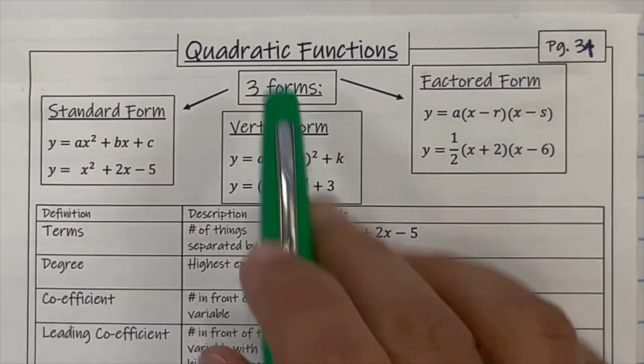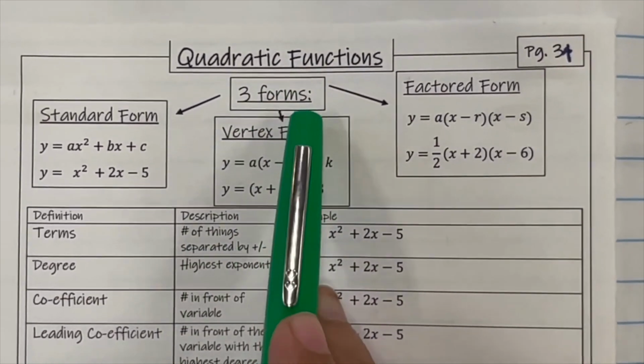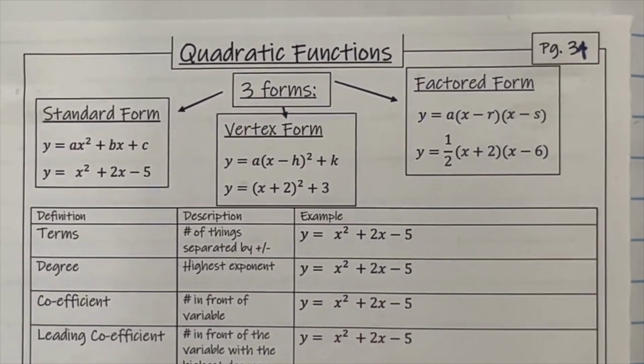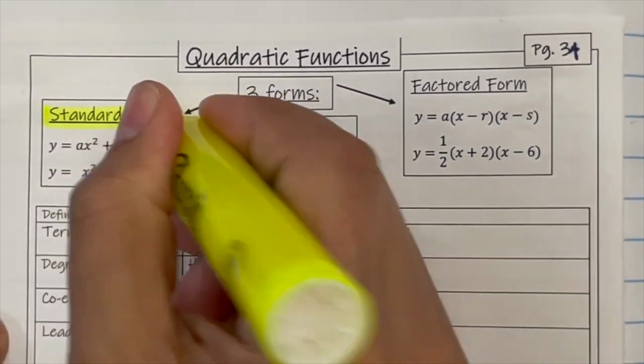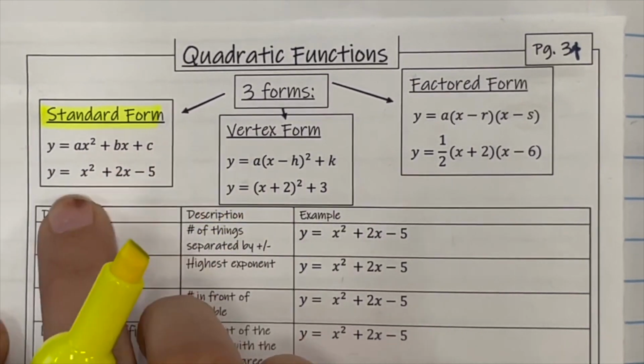All right, guys, we're going to take a look at quadratic functions. What are quadratic functions? There are three forms, okay? Three ways to look at this, and they're very important that you understand all three. There's standard form, and that looks like ax squared plus bx plus c, for example.